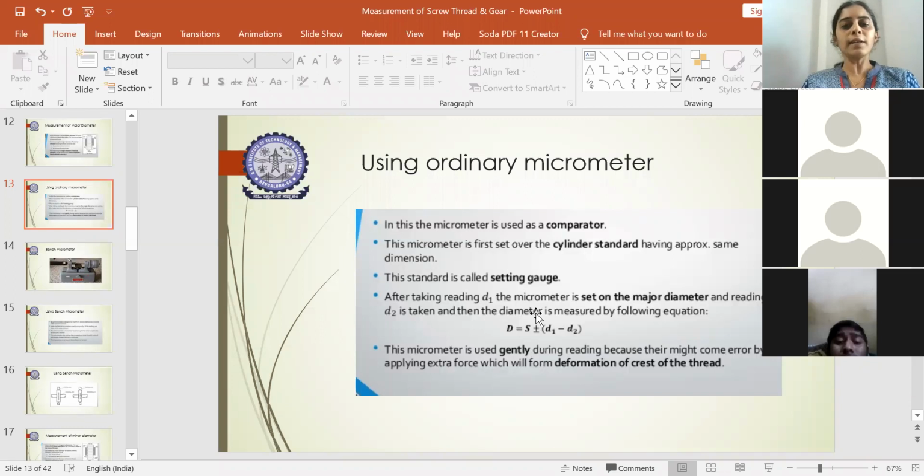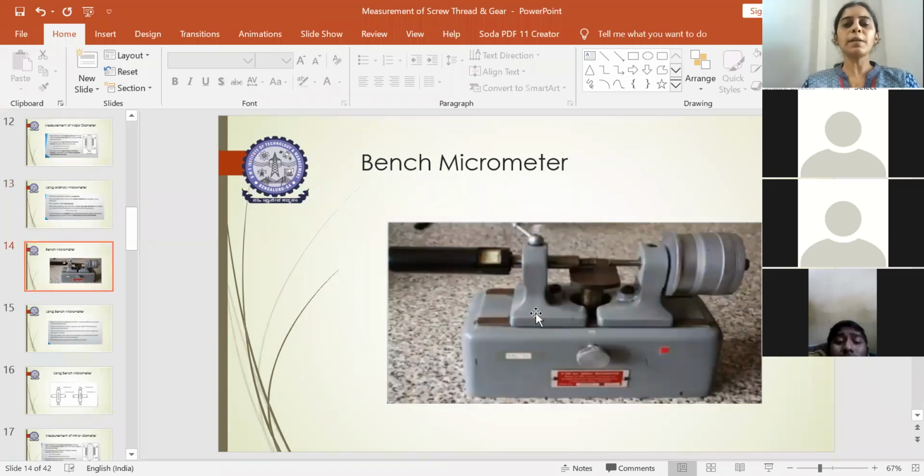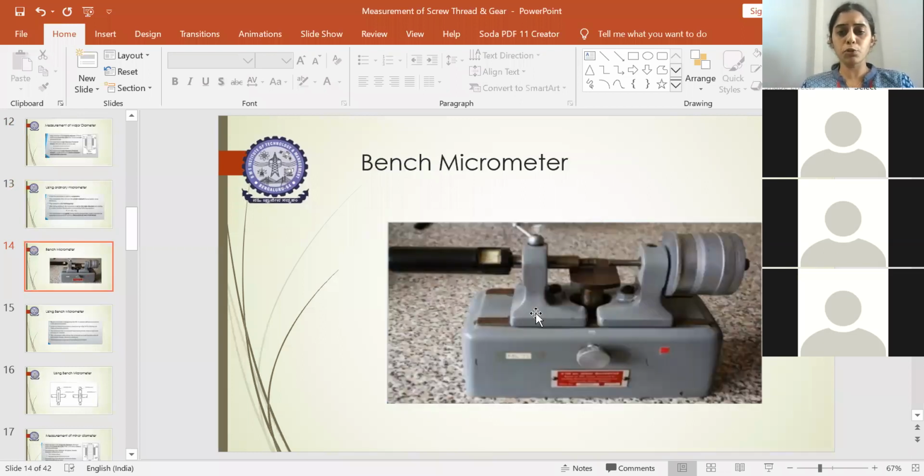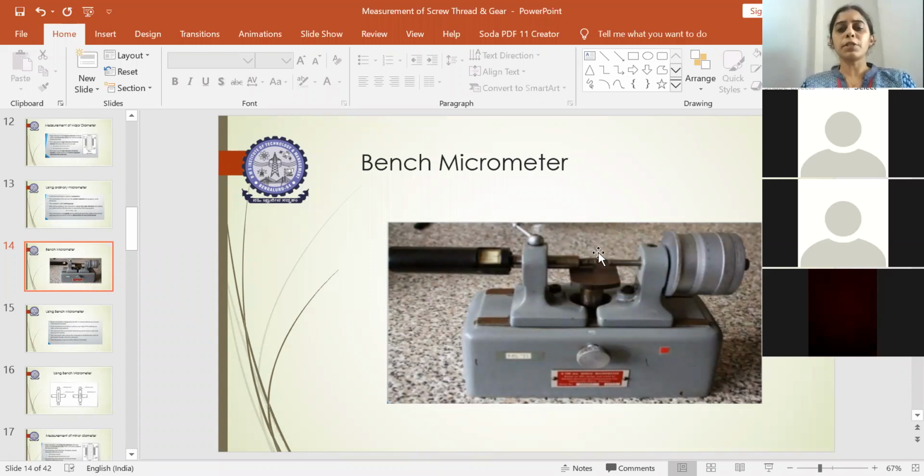The same thing will now be measured using a bench micrometer. The previous one was a hand micrometer. To overcome the difficulties associated with it, the bench micrometer came into the picture. You will have two centers which clamp the given cylindrical object to determine the major diameter of the helical groove. It is provided with a vernier scale, so after clamping you can take down the reading.